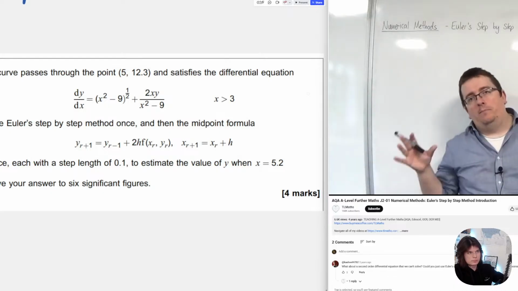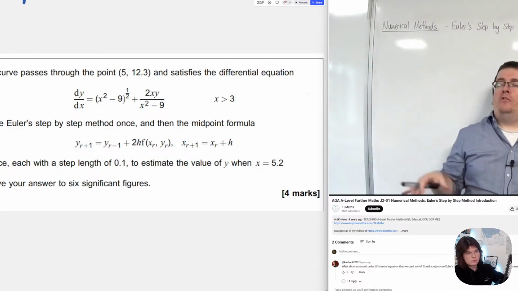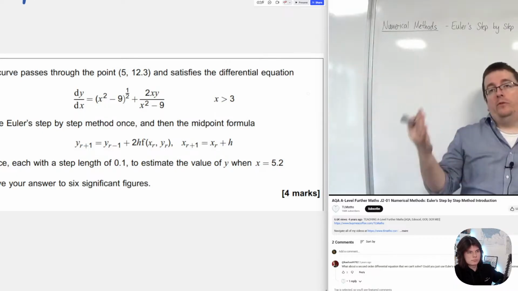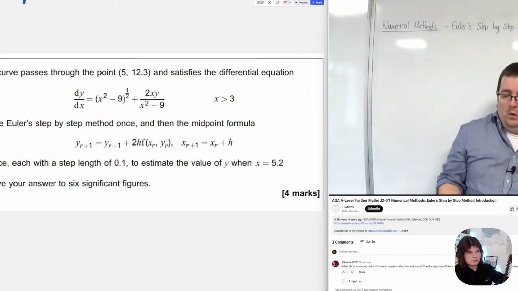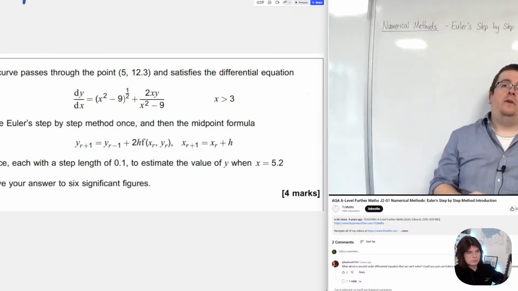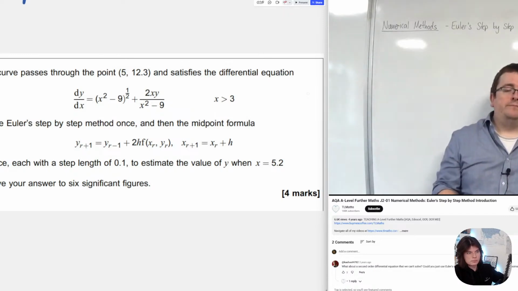So when analytical methods fail, we need to go back and use numerical methods. We've seen that with numerical integration, so using the trapezium rule, the mid-ordinate rule, Simpson's rule, etc. Or we've also seen it with just solving equations. If you've got to that point in A-level maths where you're doing the x equals g of x method or the Newton-Raphson method, for example, they're kind of our fallback positions to be able to solve equations.